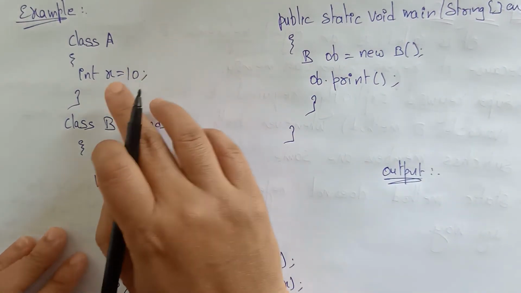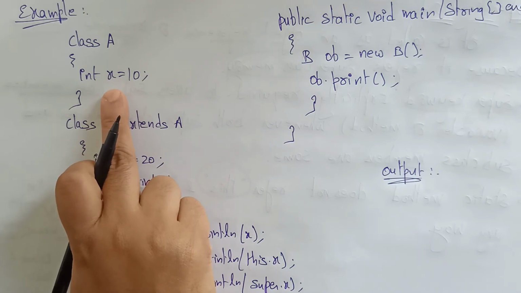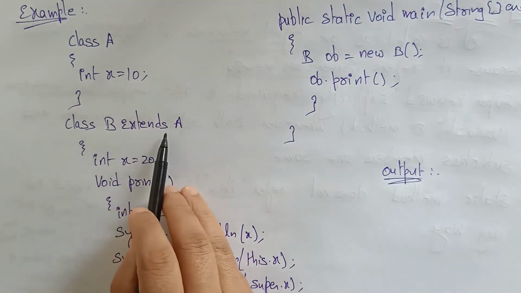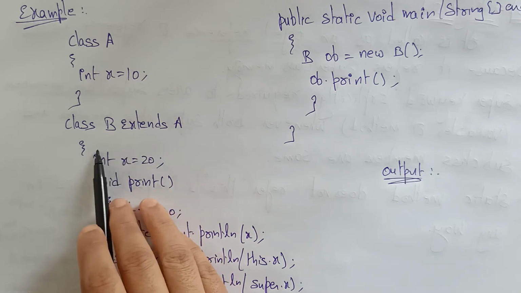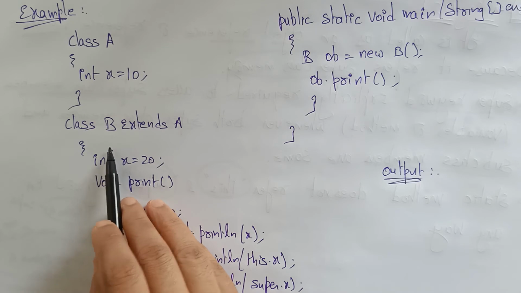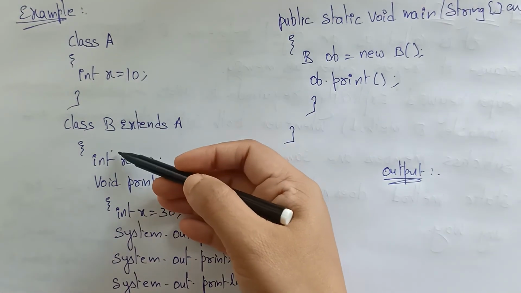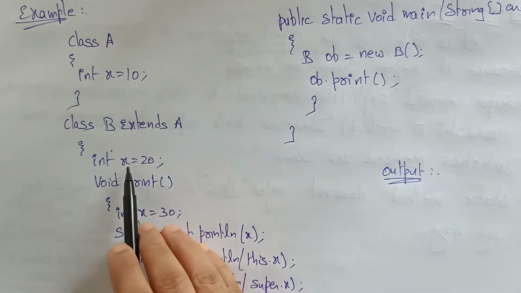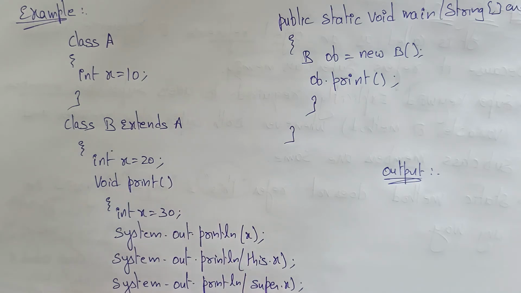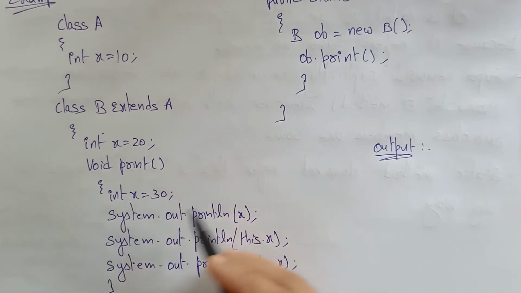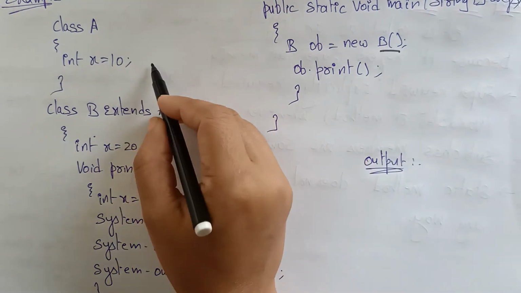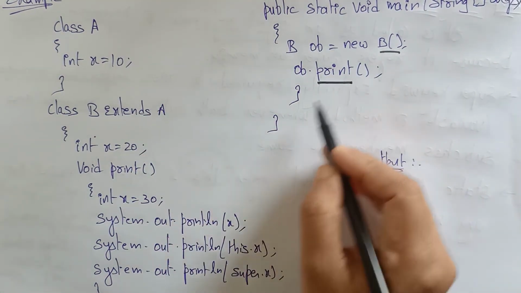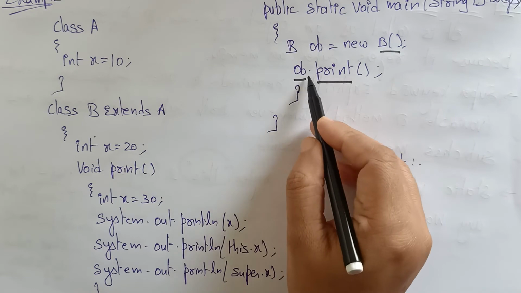So in class A, this is a class variable, int x is equal to 10. Now class B extends A. Whenever it extends A, the super keyword is implicitly present here. Super keyword means it allocates the memory to A. So int x is equal to 10 here, and int x is equal to 20 in B. Then void print. Now an object of B is created here, and memory is allocated to both A as well as B. I am calling the print function with the object reference ob.